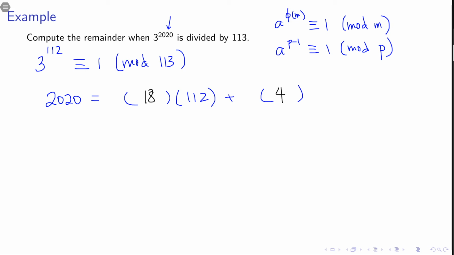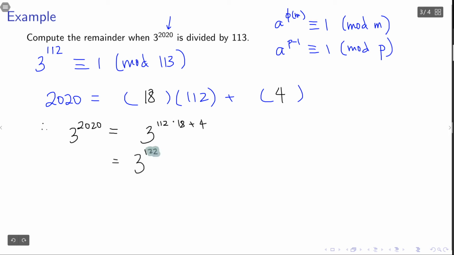Okay, and what this allows me to do is to write 3 raised to 2020 as 3 raised to 112 times 18 plus 4, right? Just rewriting the exponent there. But now I can write this using my laws of exponents. It's 3 to the 112, raised to 18, times 3 to the 4th power. All right, and so this is nice. Again, 3 to the 112 by Fermat's little theorem is just 1.